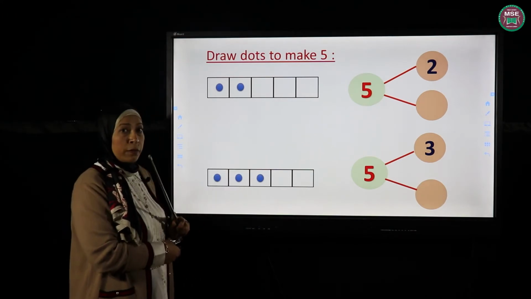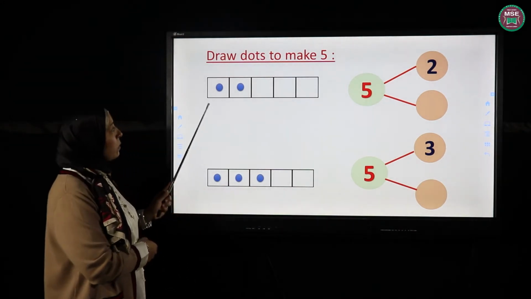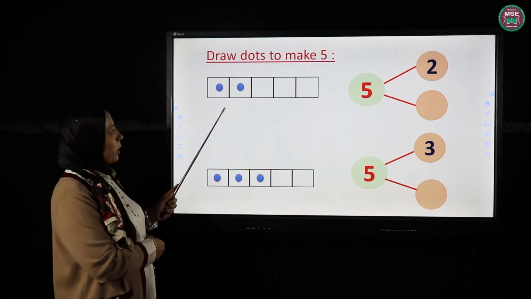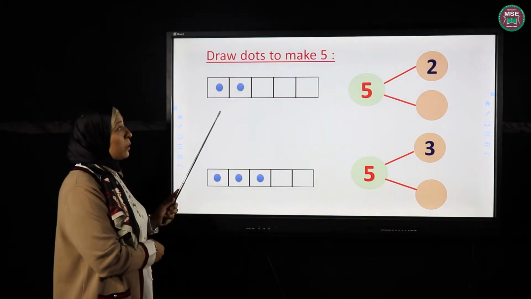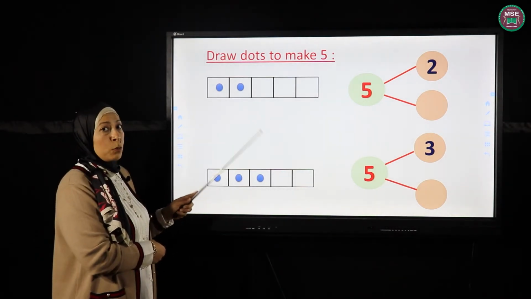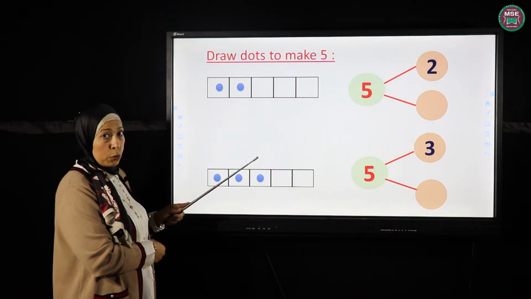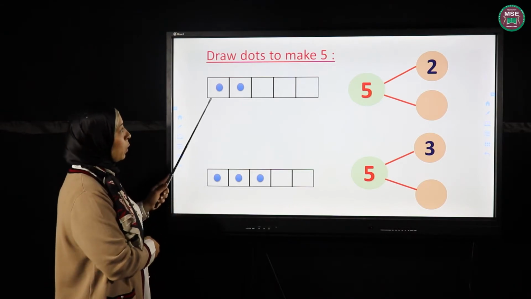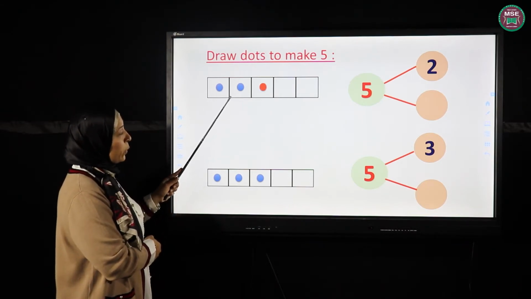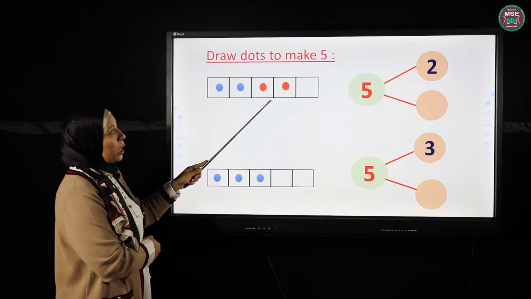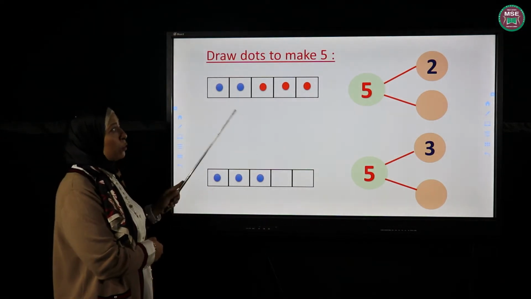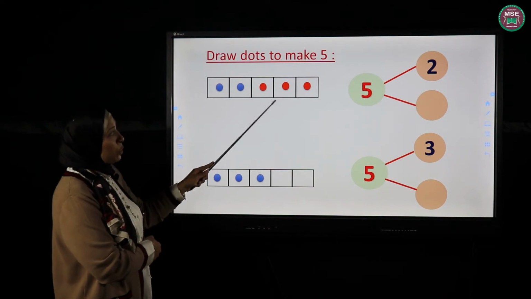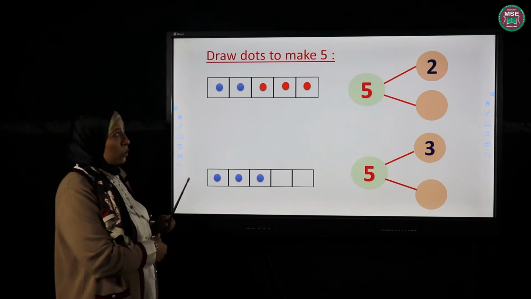Can we do it on the 5 frame? Yes, we can. Look at this 5 frame. How many dots on the 5 frame? We have only 1 and 2 dots. To make 5, how many more dots do I need to draw? Let's count to see. 1, 2, 3, 4, and 5. So how many more dots did I draw? I drew 1, 2, and 3 dots.